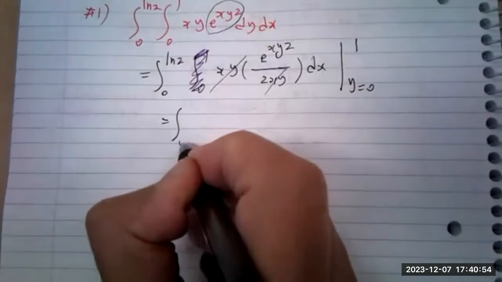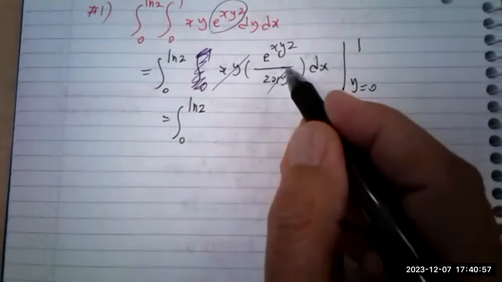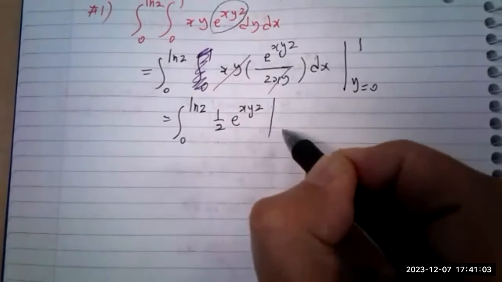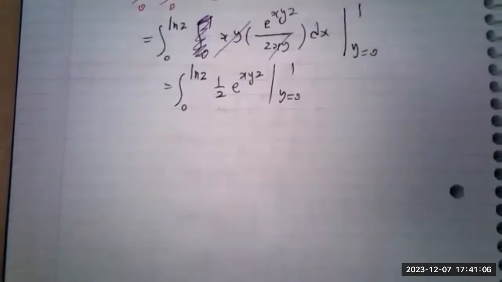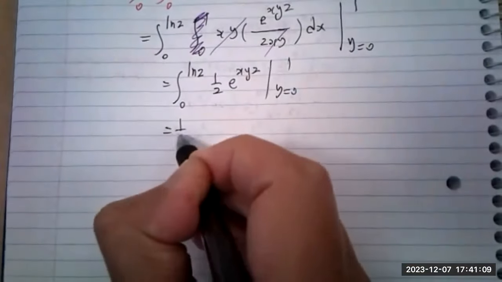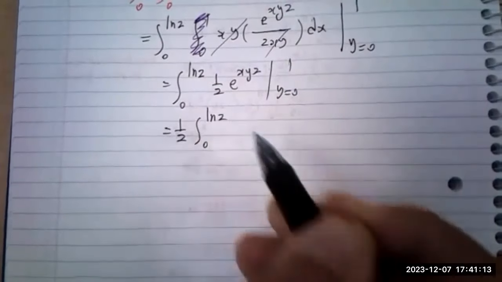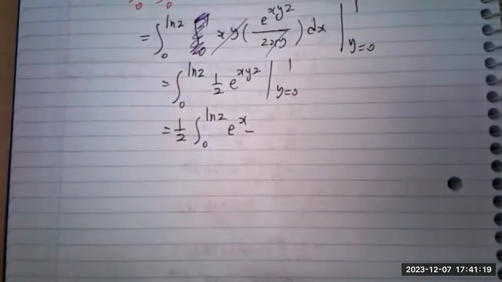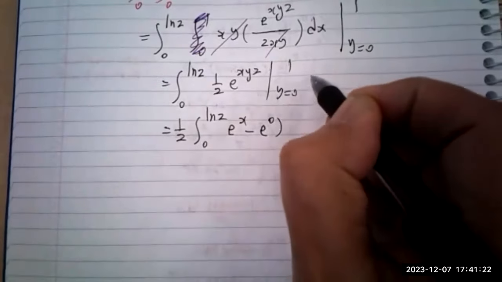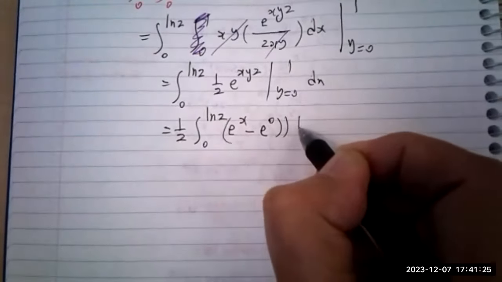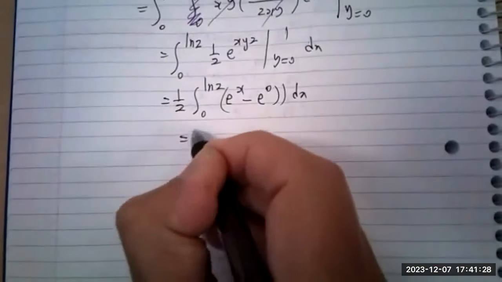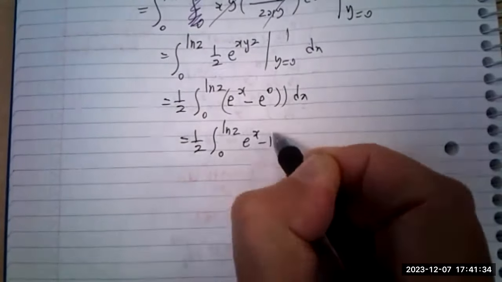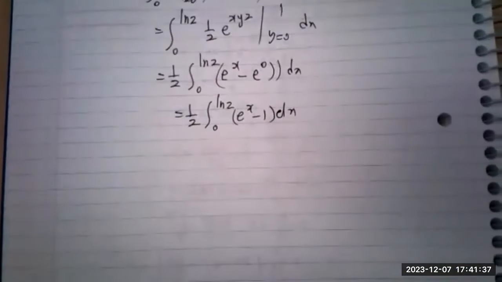So what's going to be the leftover? Integral from 0 to ln 2, this is just 1 half of e to the x y squared, y going from 0 to 1. Substitute, so 1 half outside, integral from 0 to ln 2. Replace y by 1, that gives you e to the x, minus, replace y by 0, e to the 0, then the dx. So that gives you 1 half, integral from 0 to ln 2, of e to the x minus 1. Now you integrate with respect to x.